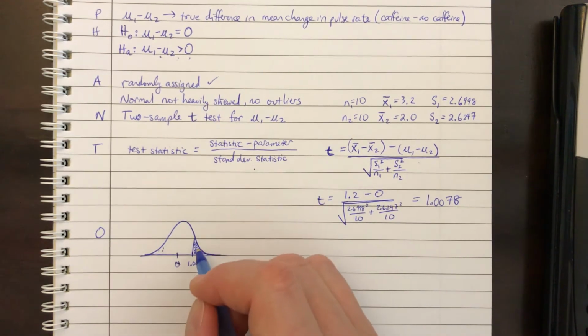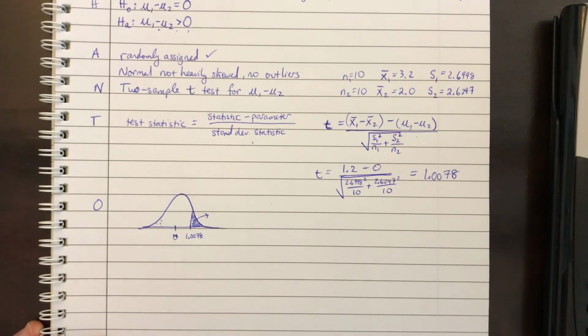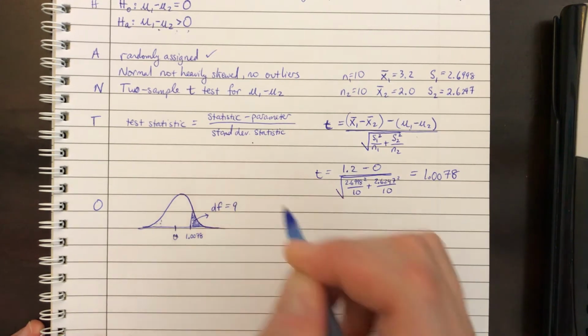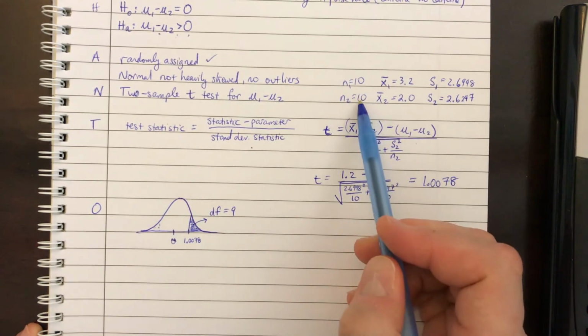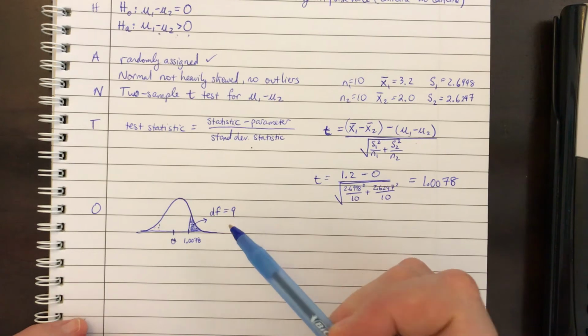Okay, but in this case, we only need to use one tail. Now, the degrees of freedom, we're going to use 9. Both samples were 10. If one of these was lower, though, we would use the lower sample size and then subtract the 1 to get the degrees of freedom.